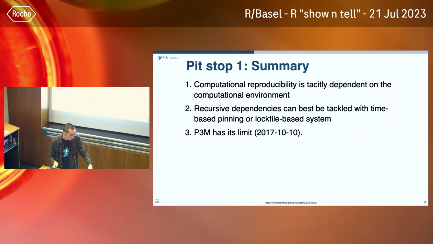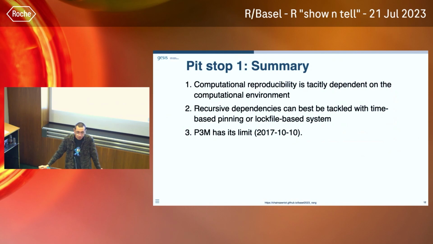So we studied the first case. This is the brief summary for the first case, which is that computational reproducibility is dependent on the computational environment. As you can see from the dplyr example, I ran it in two different computational environments, and it gives you two different results. And then the dependencies should be best tackled or handled by the time-based pinning using P3M or rm.